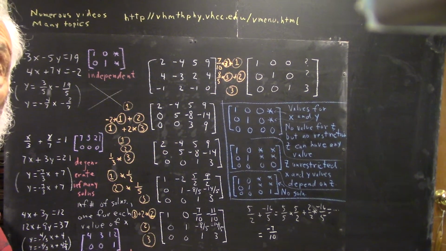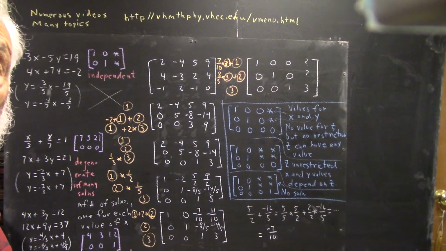Now, if you have this case, what does that mean? That means there's no solution because, remember, this side is just 0x plus 0y plus 0z, which is just 0, and that would have to equal 1. 0 can't equal 1, so there's no solution to this system. And that's all we can say.